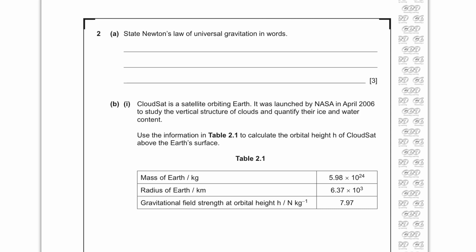2A, state Newton's law of universal gravitation in words. Okay, so this is straight book work. Between any two masses, there exists an attractive force which is directly proportional to the product of the masses and inversely proportional to the square of their separation.